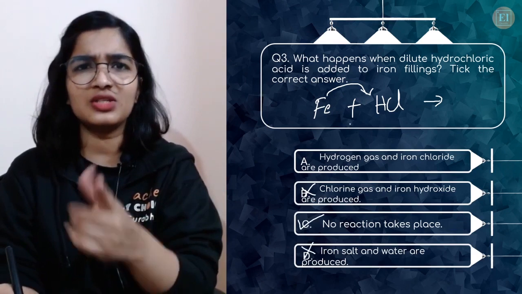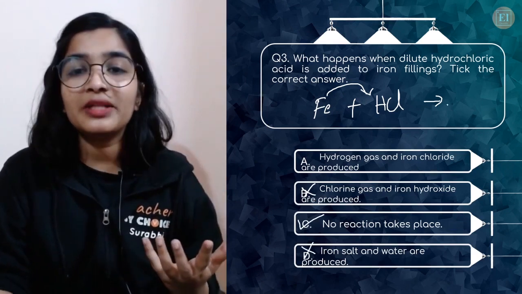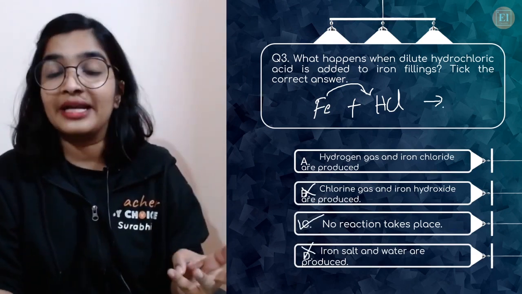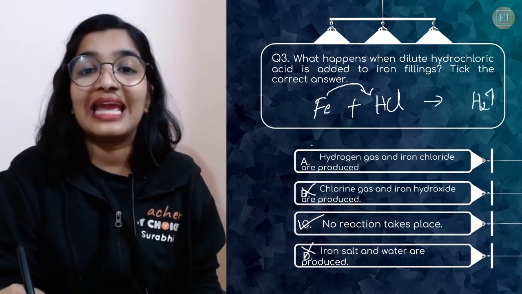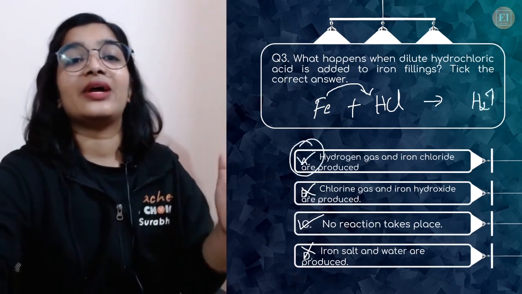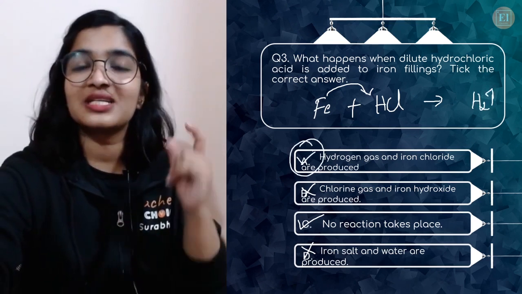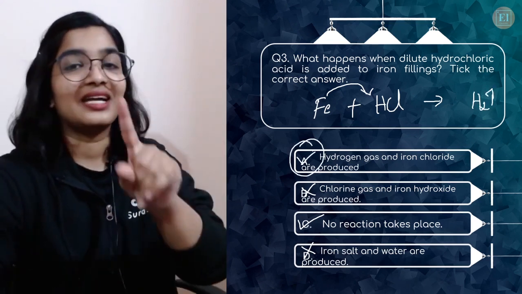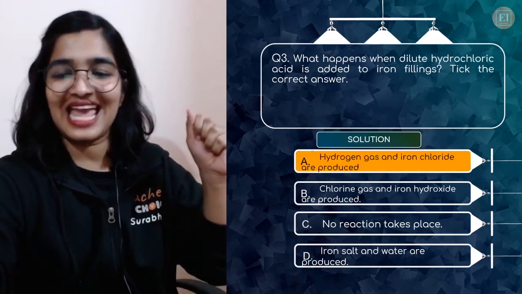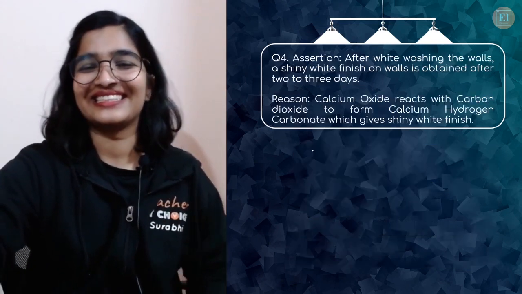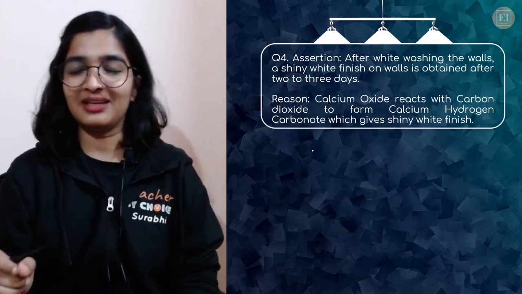Do you see oxygen here? Of course not. So what will be the product? You will get iron chloride and hydrogen gas. So option A will be the right answer. See, we did solve it within a minute, right? Again, 1 mark question. Good. Yay, we are right. You are also answering no with me?